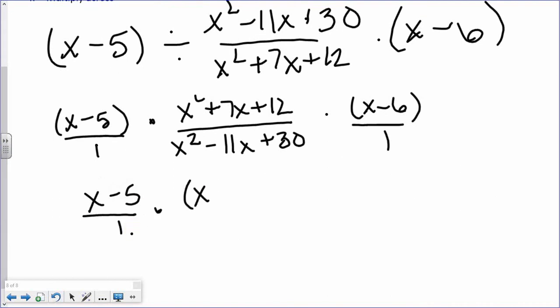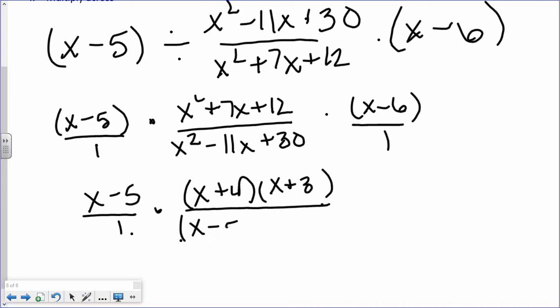So 12, that's 4 times 3, which will give me x plus 4, x plus 3. My denominator, I need to multiply to 30 and add to 11, which would be 6 and 5. Since it's positive 30 but negative 11, that means both of these terms are going to be minus.